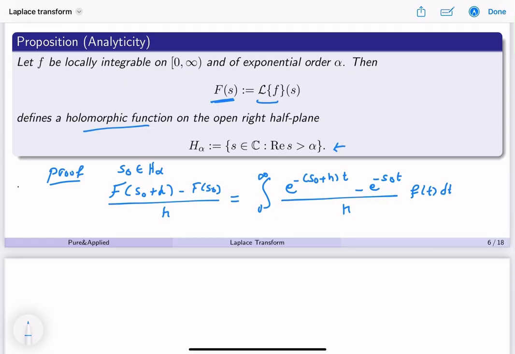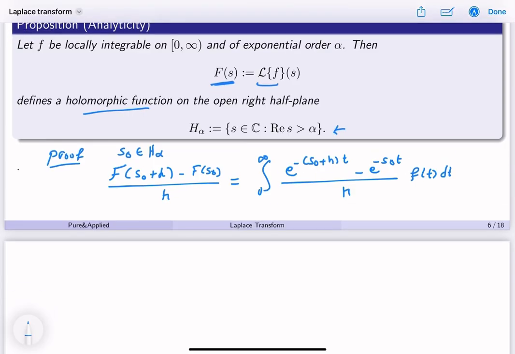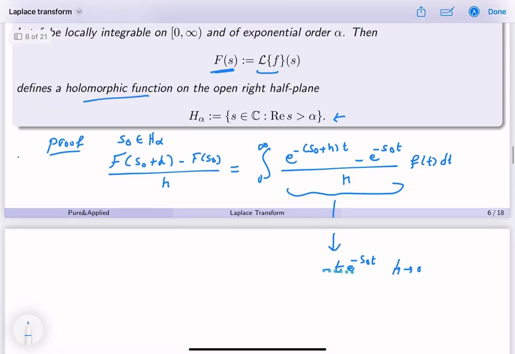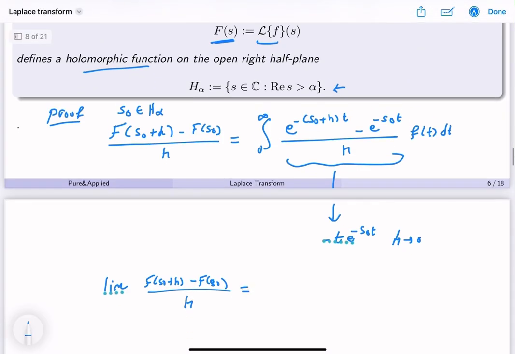We're gonna interchange the limit and the integral after we pass h to 0, and we're allowed to do that because f has exponential order. In other words, if you look closely here, you see that this is gonna converge to the function minus t e to the minus s naught t as h goes to 0. Basically, that's the derivative of the exponential function. And we're interested in the limit of this thing, but the limit of that is thus just the integral of the limit that we have. So as h goes to 0, this is just the integral from 0 to infinity of this thing, f of t dt. In other words, I'm able to interchange the limit and the integral.